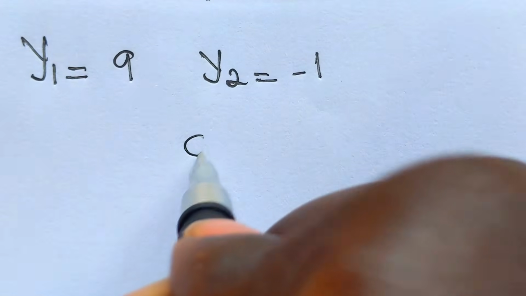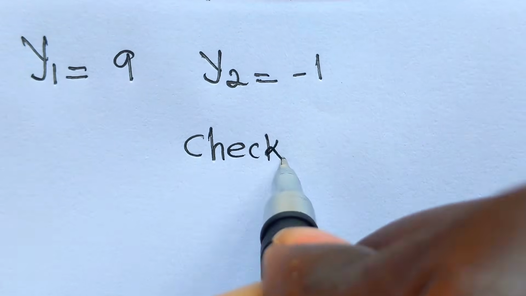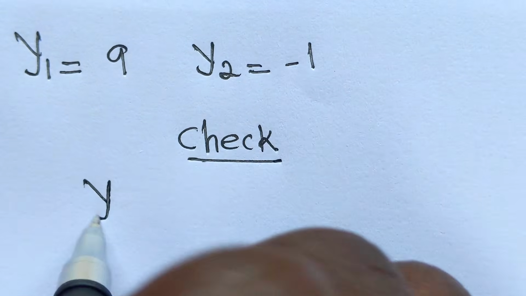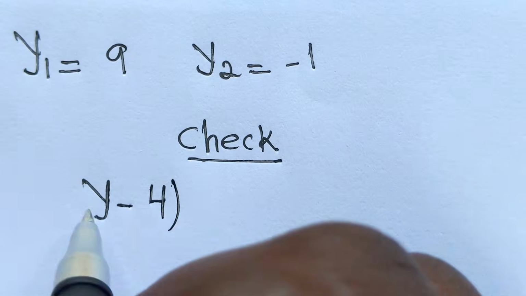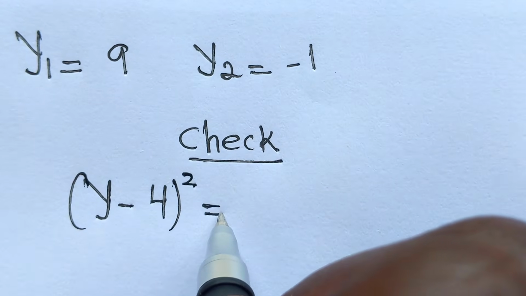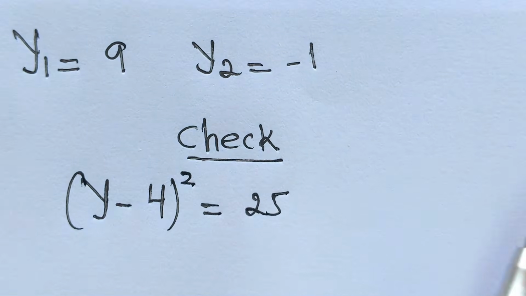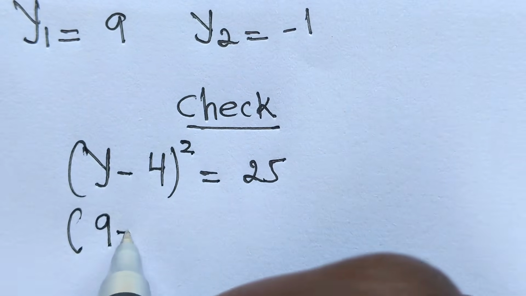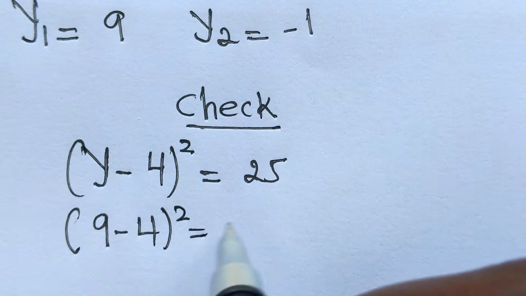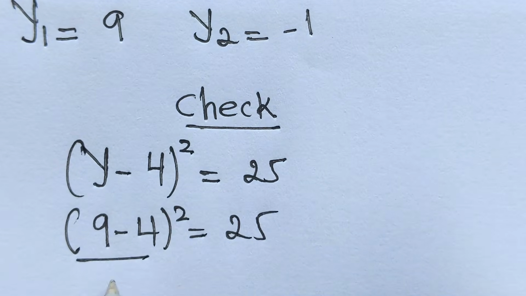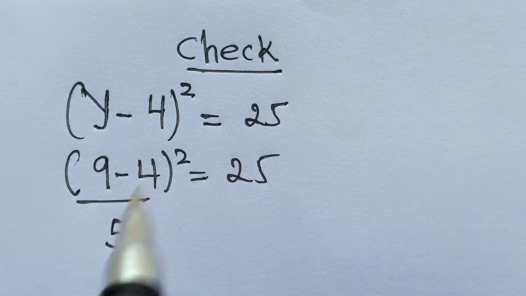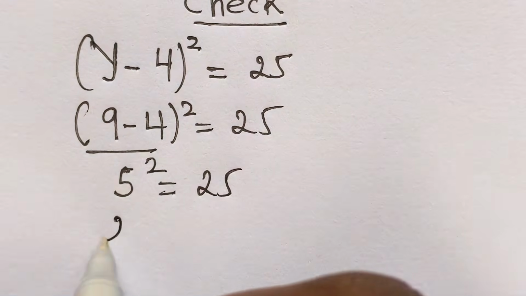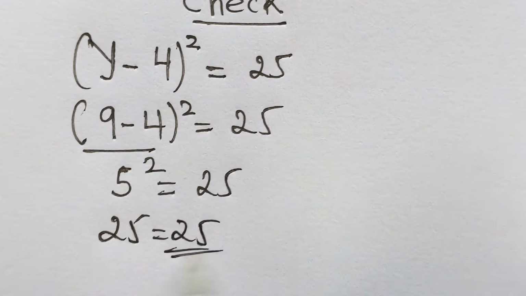And by checking if the answer is correct, because we were given (y - 4)^2 = 25, here we have y = 9, then (9 - 4)^2 = 25, and of course this is 5^2, which is equal to 25, and then 25 equals 25.